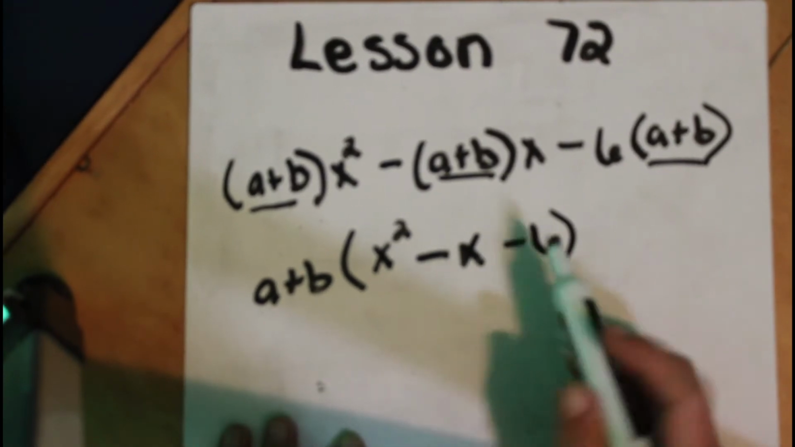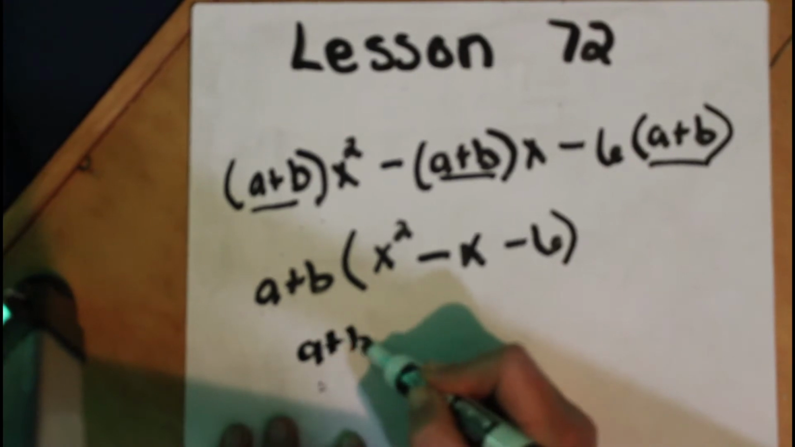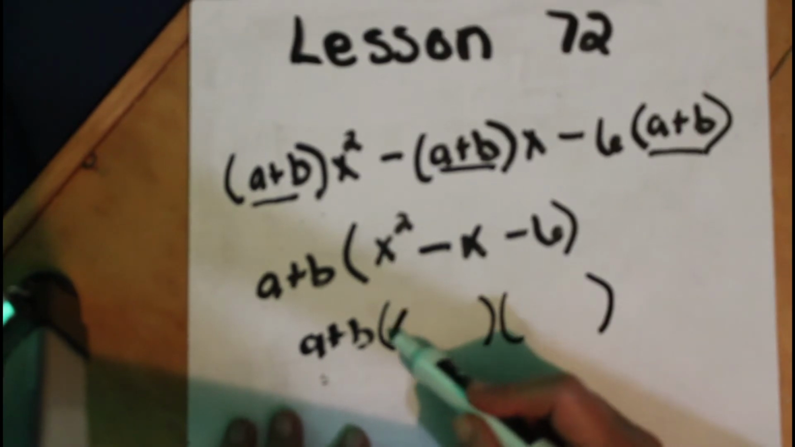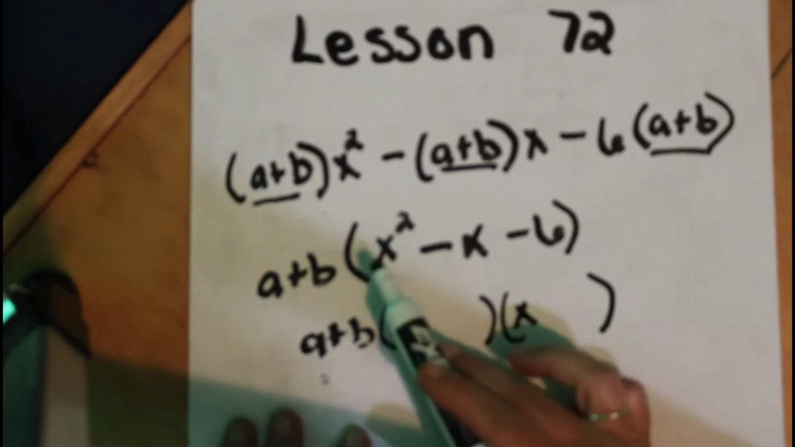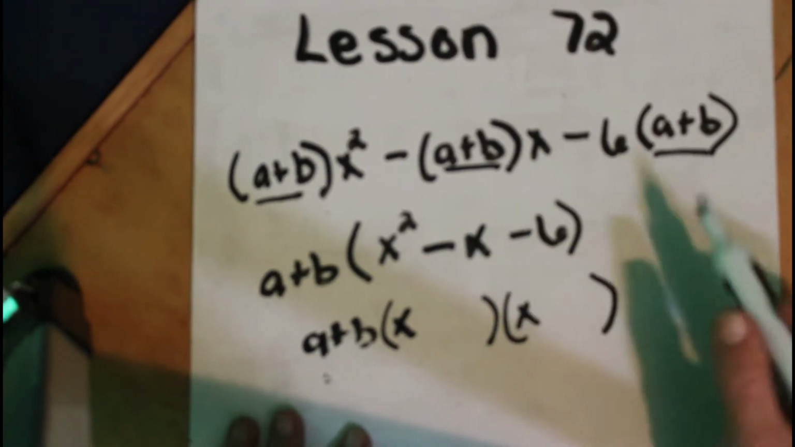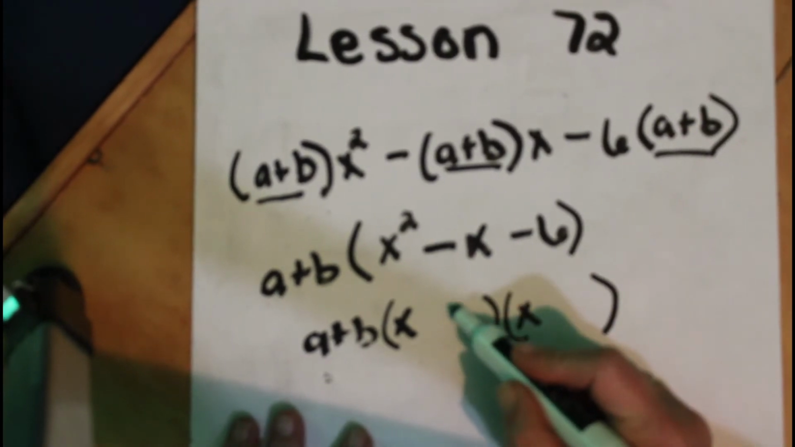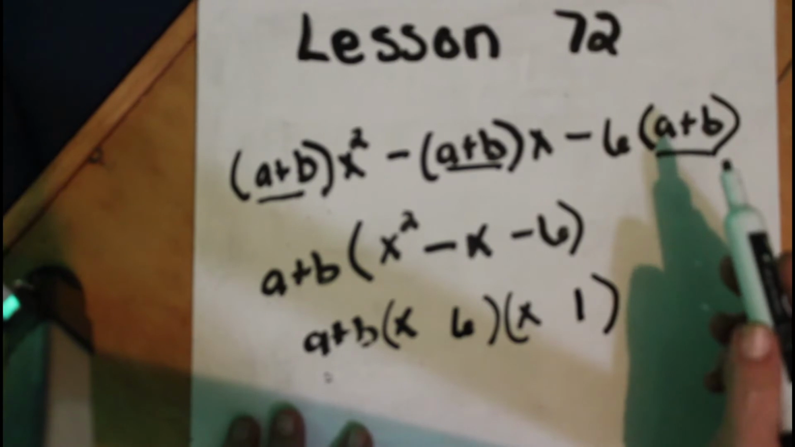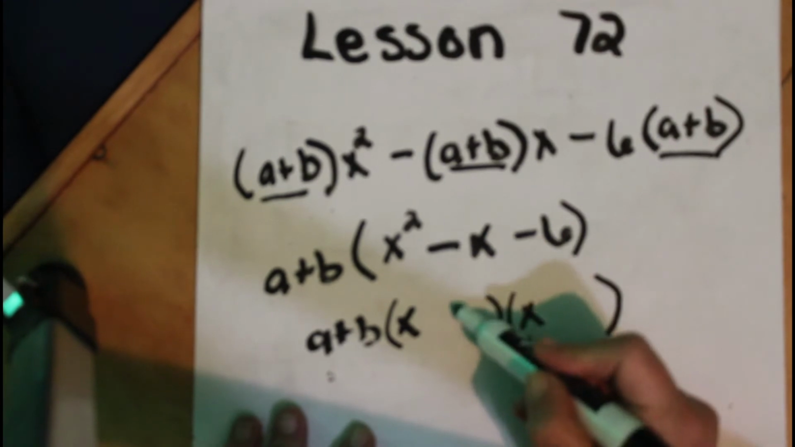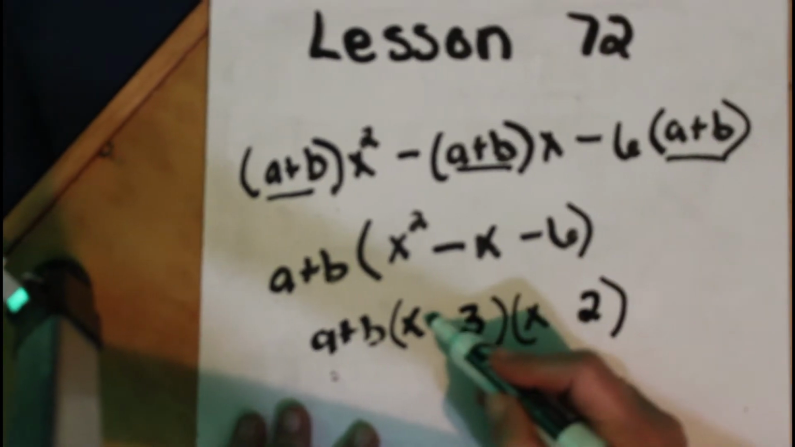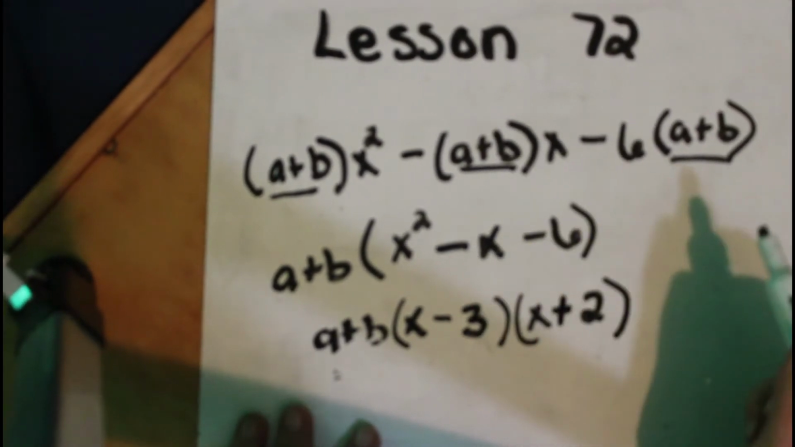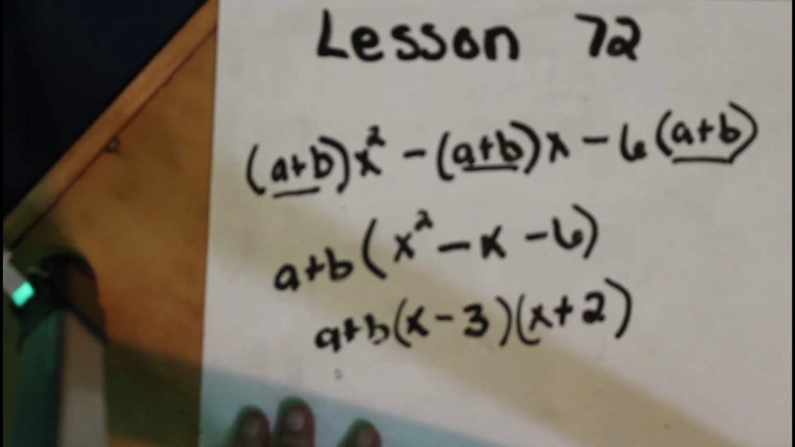Now we can factor this trinomial right here. So we got a plus b, and then we're going to put our two parentheses. And the beginning term in both of those is going to be x, because x times x is x squared. Now we need something that multiplies to negative 6 and adds to negative 1. That would be 3 times 2, and we need this one to be negative and that one to be positive. 3 times 2 is 6. Negative 3 and positive 2 would be negative 1. Alright, that's the first example.